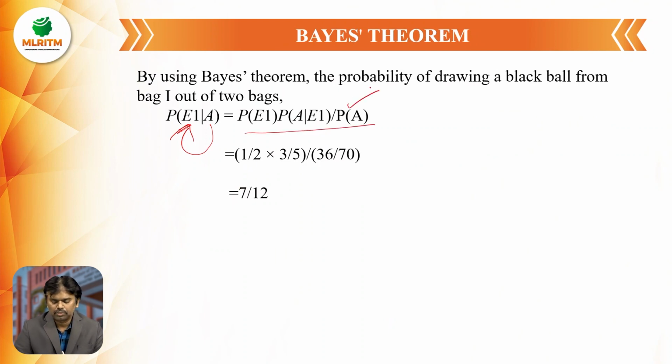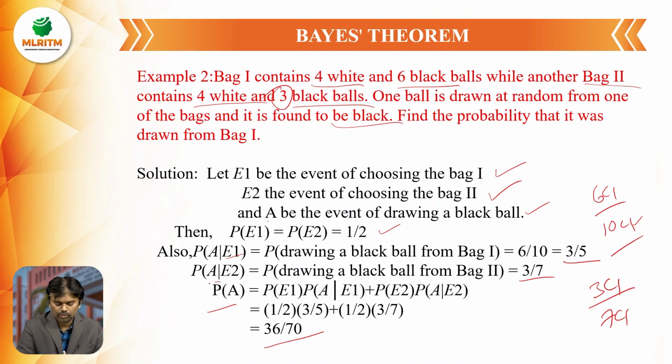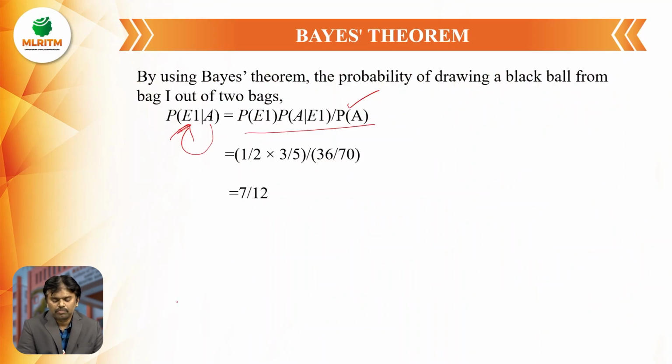This is the total probability. Already we calculated the total probability of the black ball. So P of E1 by A is equal to P of E1 into P of A by E1 divided by P of A. So 1 by 2 into 3 by 5 divided by 36 by 70, that is equal to 7. This is the probability of selecting a black ball that comes from bag 1 only.